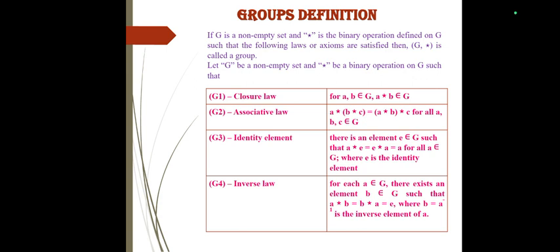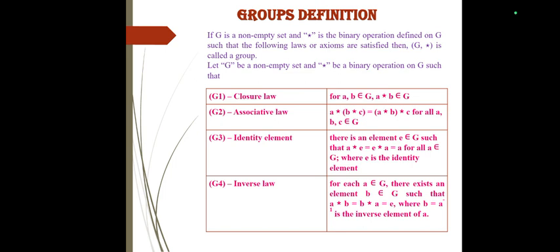If G is a non-empty set and star is a binary operation defined on G such that the following laws or axioms are satisfied, then (G, star) is called a group. Let G be a non-empty set and star be a binary operation on G such that the first law, closure law, states that for any two elements a, b belonging to G, a star b belongs to G. And associative law: a star (b star c) is equal to (a star b) star c for all a, b, c belonging to G.